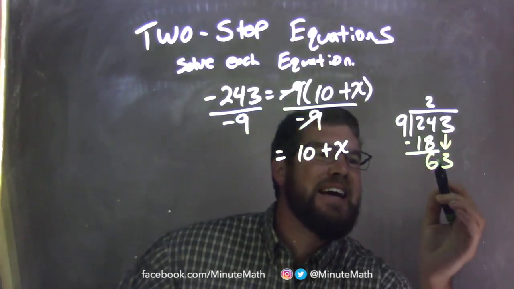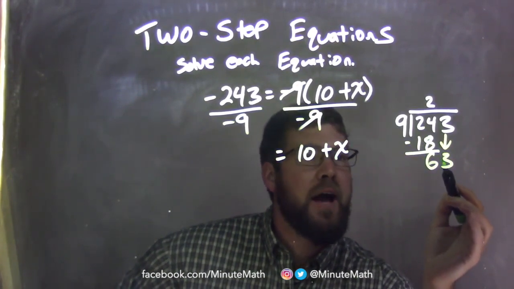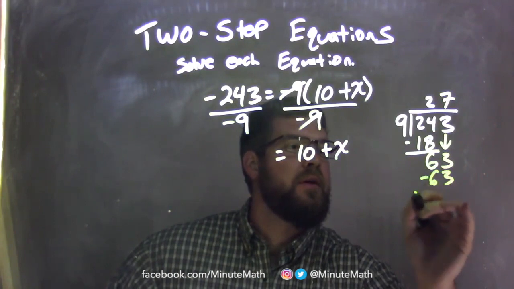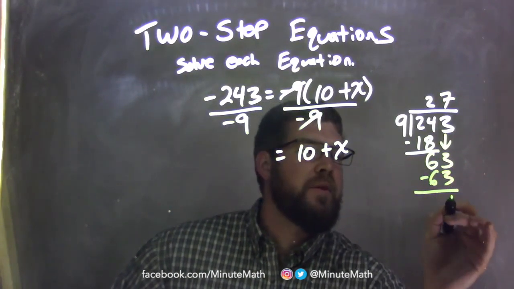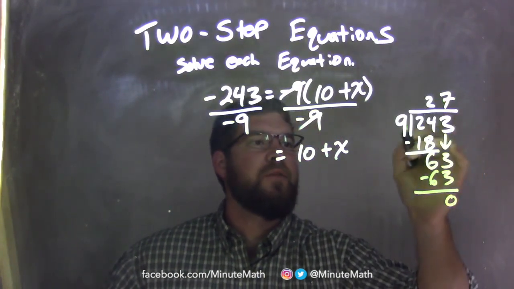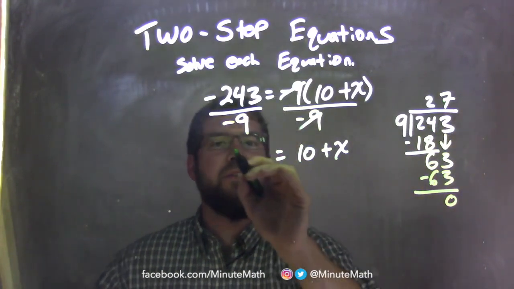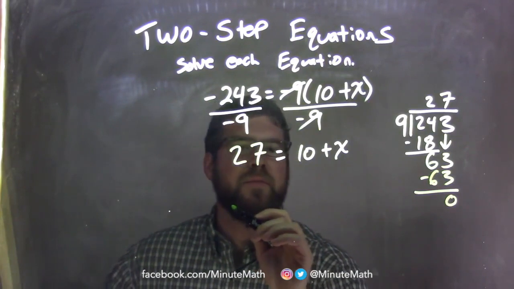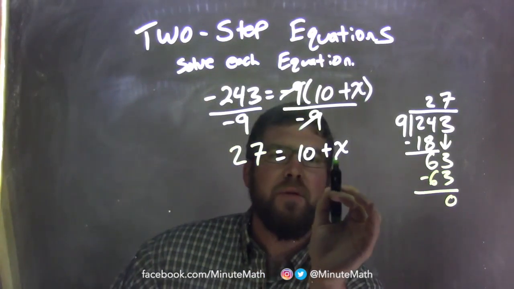9 goes into 63. How many times? That's 7, right? 7 times 9 is 63. We subtract them. 63 minus 63 is 0. So now I have a 27 up here. So 9 goes into 243 27 times. And remember, it's a positive 27 because a negative divided by negative is a positive. So I have 27 equals 10 plus x.